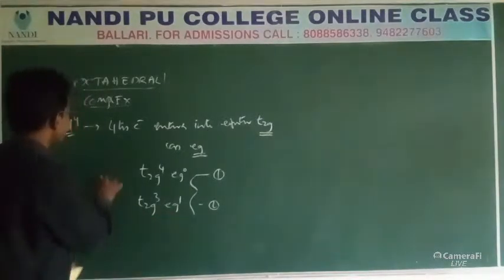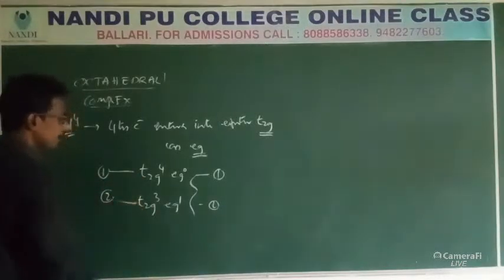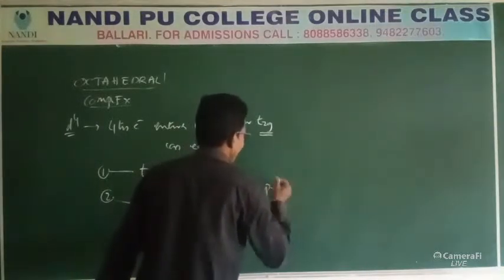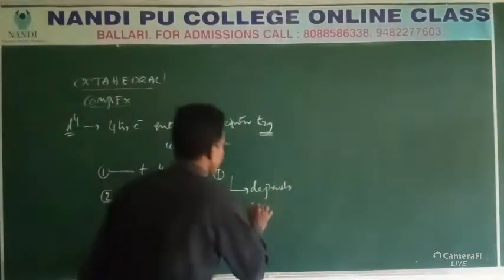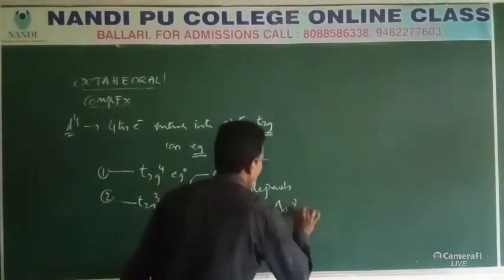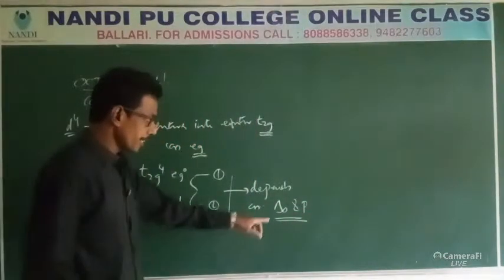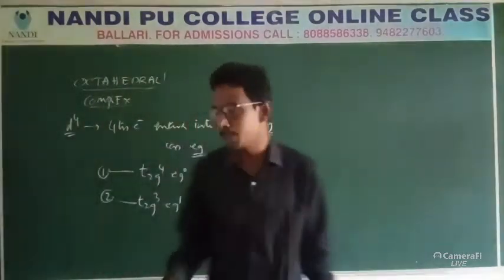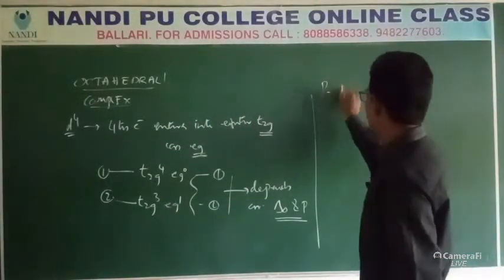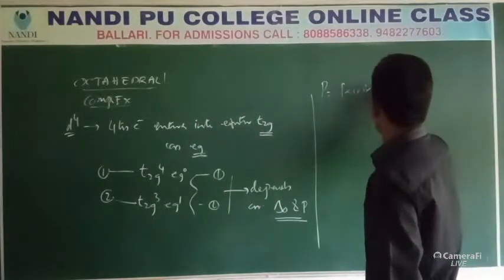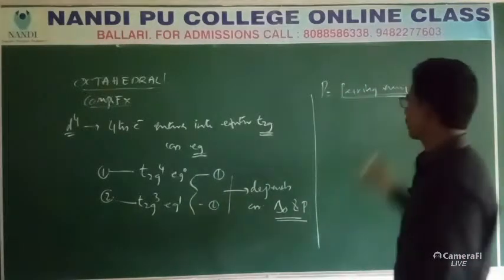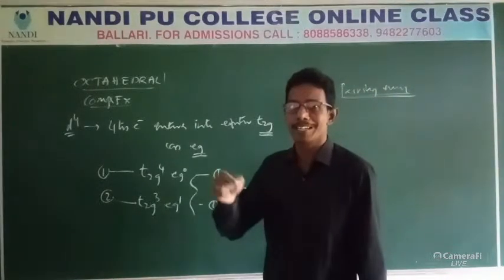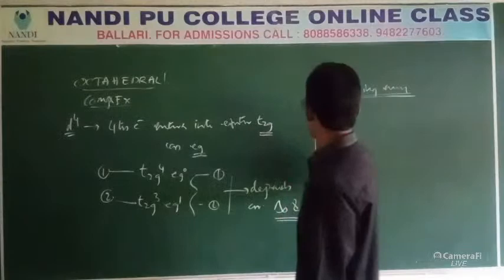This is the first probability, this is the second probability. Note down, this entering of electrons into orbitals depends on delta O and P. Delta O is the crystal field splitting energy in an octahedral complex. Now come to the point, what is P? Note down here, P is called the pairing energy. Sir, what is pairing energy? The energy required for pairing the electrons in a single orbital is called the pairing energy.